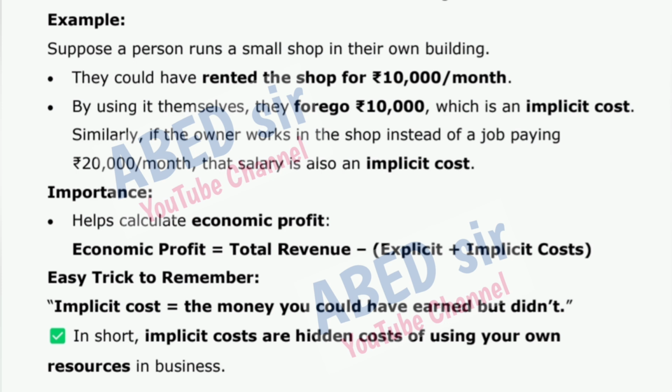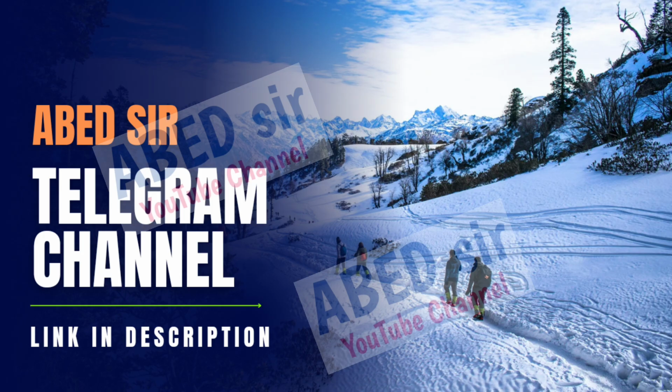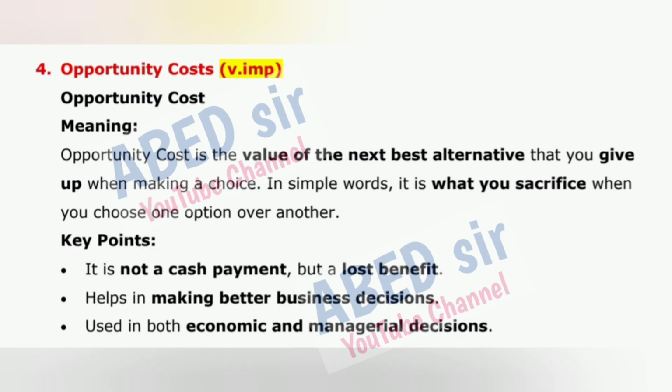Helps calculate economic profit. Economic profit equals total revenue minus explicit plus implicit costs. Easy trick to remember: implicit cost is the money you could have earned but didn't. In short, implicit costs are hidden costs of using your own resources in business. Next important short is 4, opportunity costs.